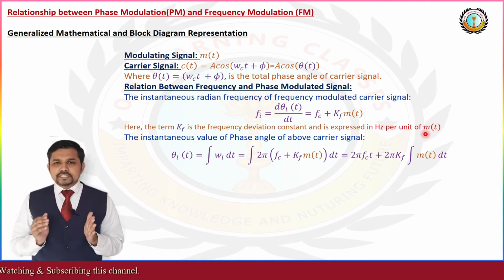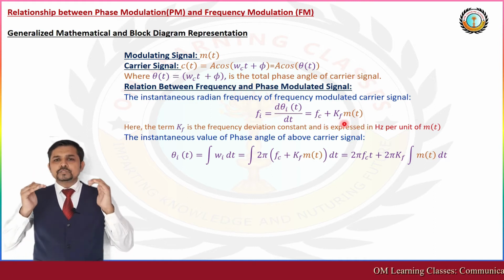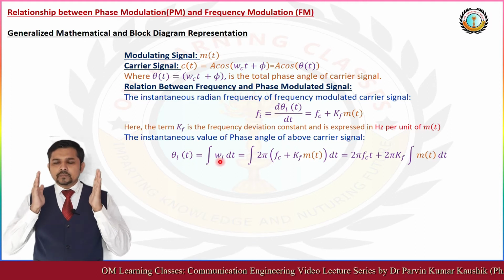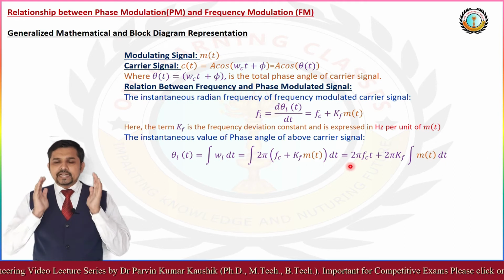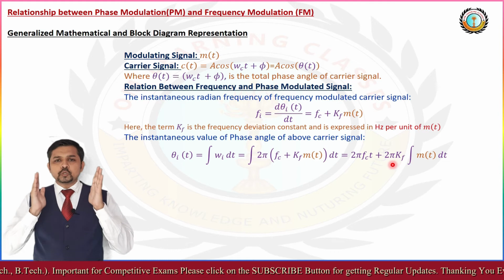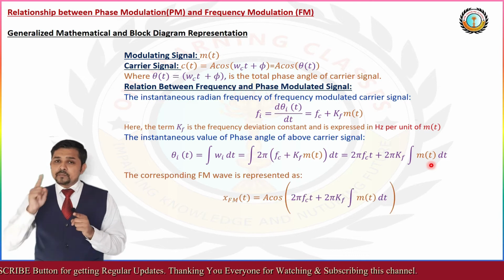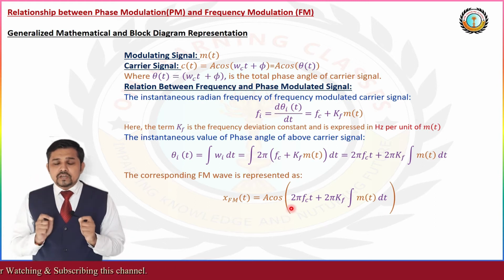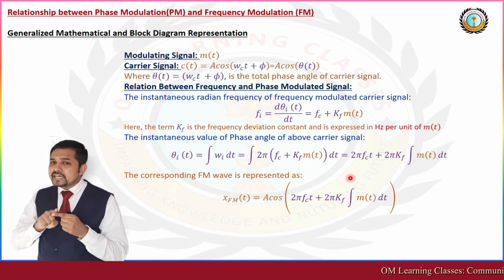Then the corresponding representation is f_i equal to f_c plus kf into m(t). And by using the same phenomena, we get theta_i(t), which is the integral of omega_i dt. And we get the corresponding equation of FM, that is equal to A cos(2 pi f_c t plus 2 pi kf integral of m(t) dt). So if I compare this equation, in which the kf has the unit hertz per unit of modulating signal, then the 2 pi factor is extra.